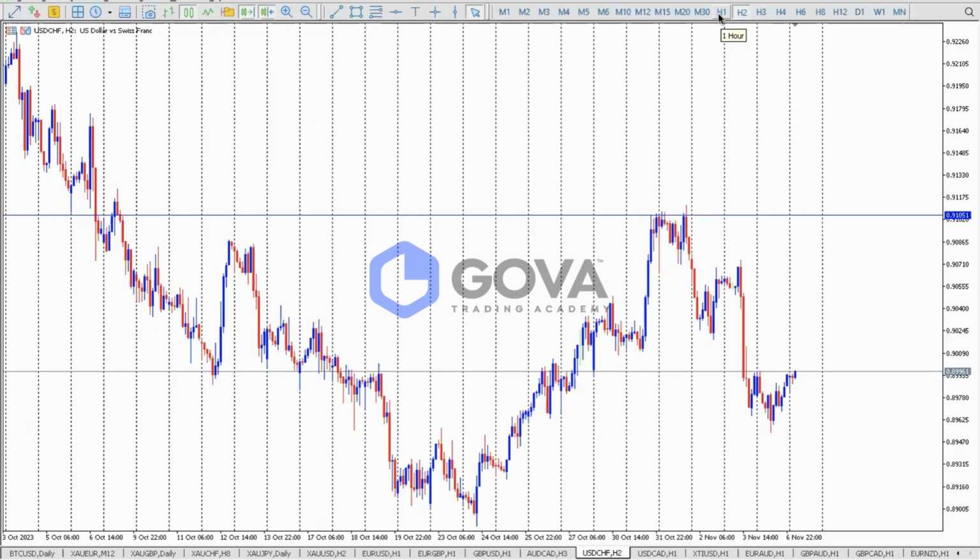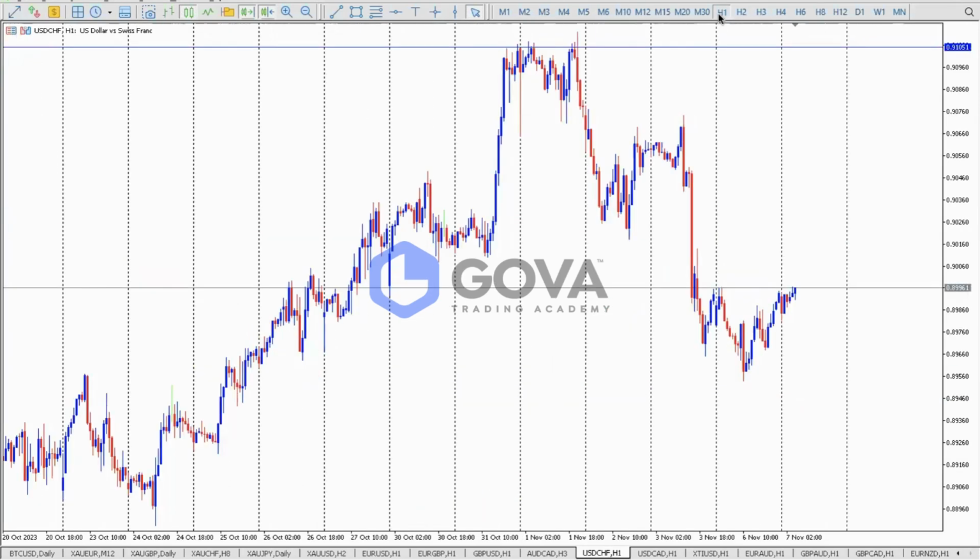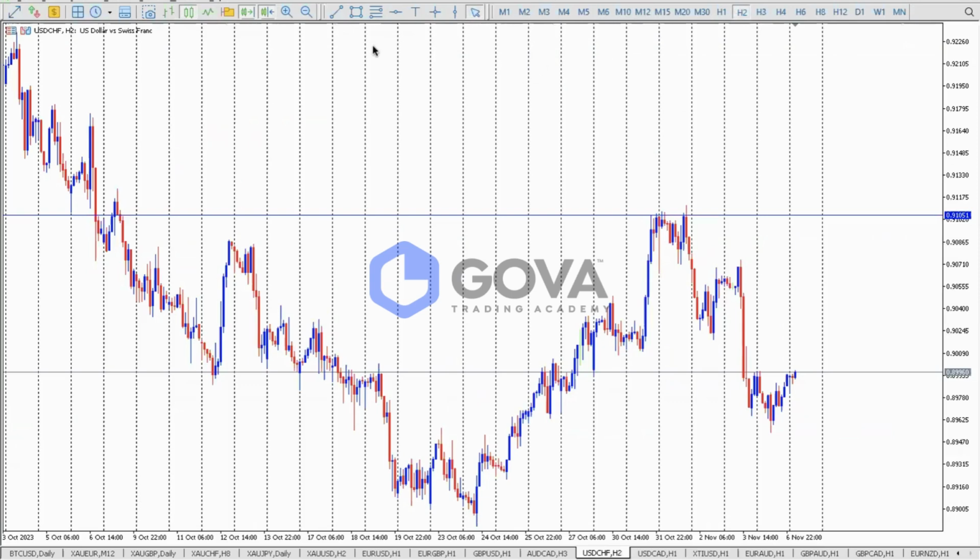Okay. Now, let's say, for example, we saw our formation here on the H2 time frame, and we are able to mark out our proximal line, distal line here.